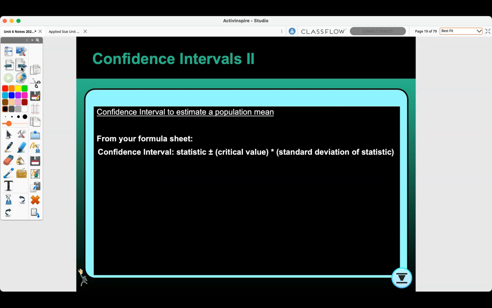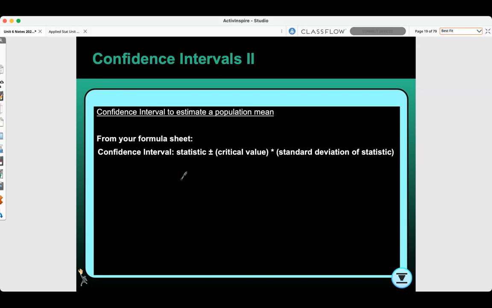The confidence interval. From your formula sheet, the confidence interval is the statistic plus or minus the critical value times the standard deviation of the statistic. The actual formula for our confidence interval for a t-curve is CI equals x bar plus or minus t star times s, our sample standard deviation, over the square root of n. So this is our formula for the confidence interval using a t-curve.